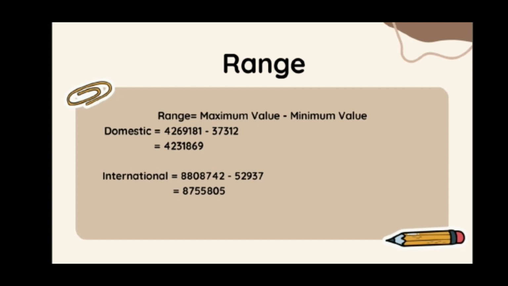First of all, to find the range, we need to know the formula of the range. The range gives us the variation between the largest and the smallest value. We take the largest value and subtract the smallest value. So, for domestic airlines the range is 4,269,181 minus 37,312, and we get 4,231,869. And for international airlines, the highest value is 808,742 and the smallest value is 52,937. We subtract those and come up with a range of 8,755,805.